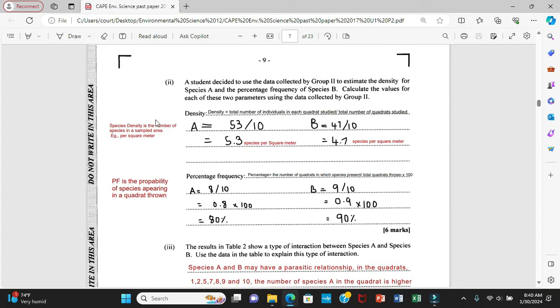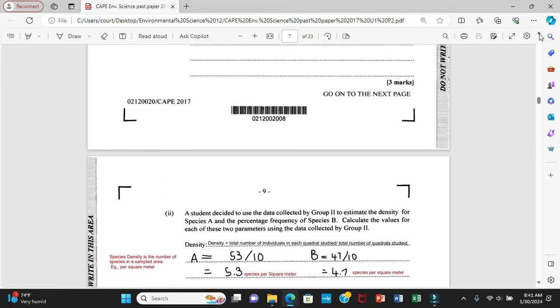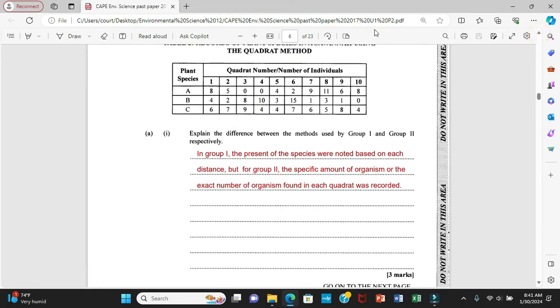Alright, part 2 of the question says, a student decided to use the data collected by Group 2 to estimate the density for species A and the percentage frequency of species B. Calculate the values for each of these 2 parameters using the data collected by Group 2. So you see, Group 2 is more detailed. When you use the quadrat, this information can be used to calculate species frequency and species density.